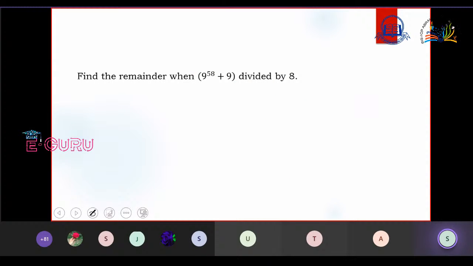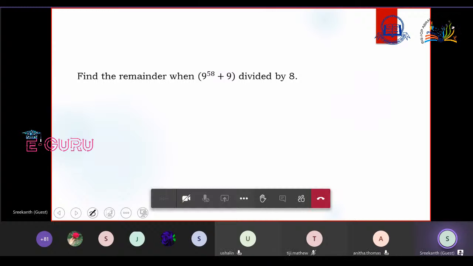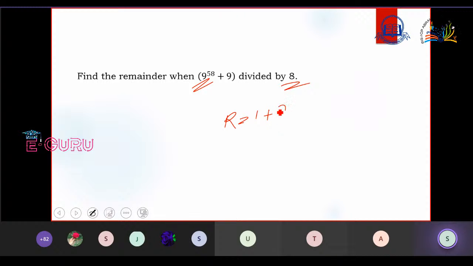It is 9 raised to 58 plus 9 divided by 8. Again, this part we know remainder is 1. And plus 9 means remainder becomes 10. When we are dividing a number with 8, the remainder can never be 10, because the remainder should be less than 8. So what we will do? Since this remainder is greater than 8, we can take one more time 8. So from 10, if we are taking 8 one more time, what is left? 2, right? From 10 we can take one more 8 and the remainder will be 2. So the final remainder will be 2 only.